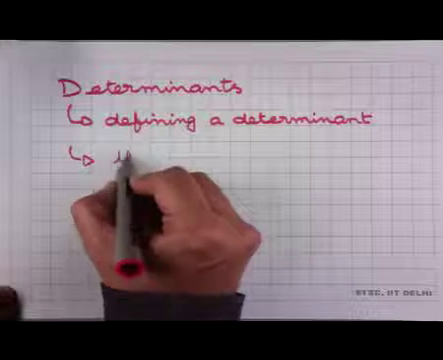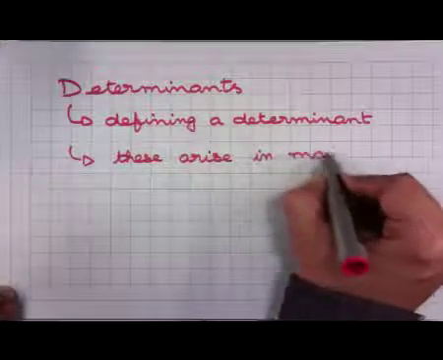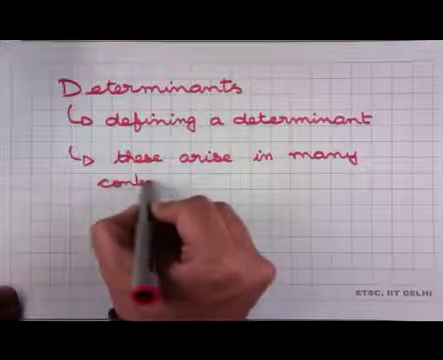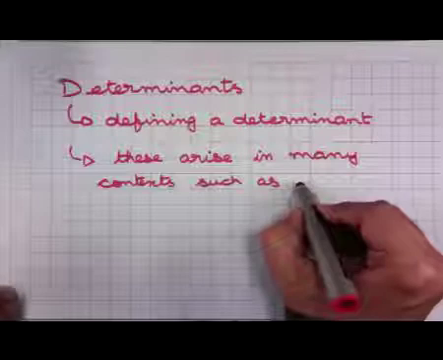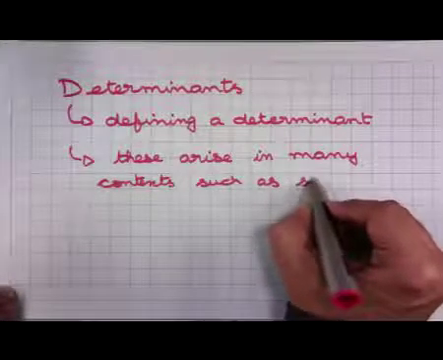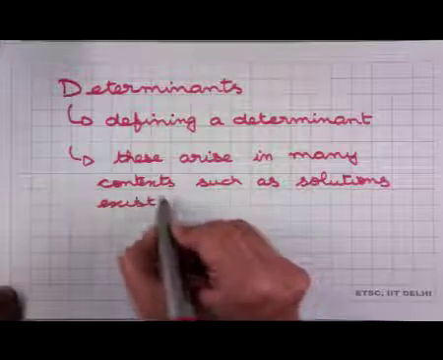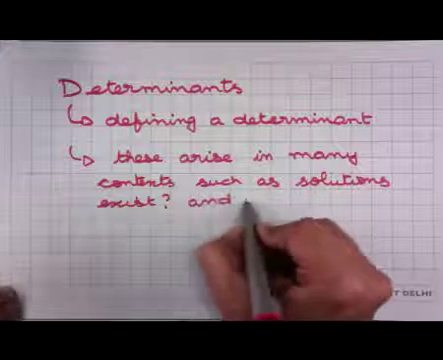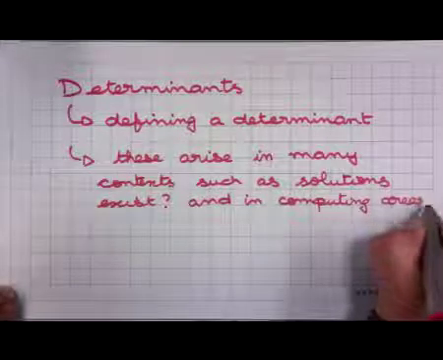So, these arise in many contexts, such as consistency or finding out whether solutions exist, and in computing areas. I mean these are some places where they arise, and I think historically these have been used for these and perhaps many other contexts almost since the 1600s or so.